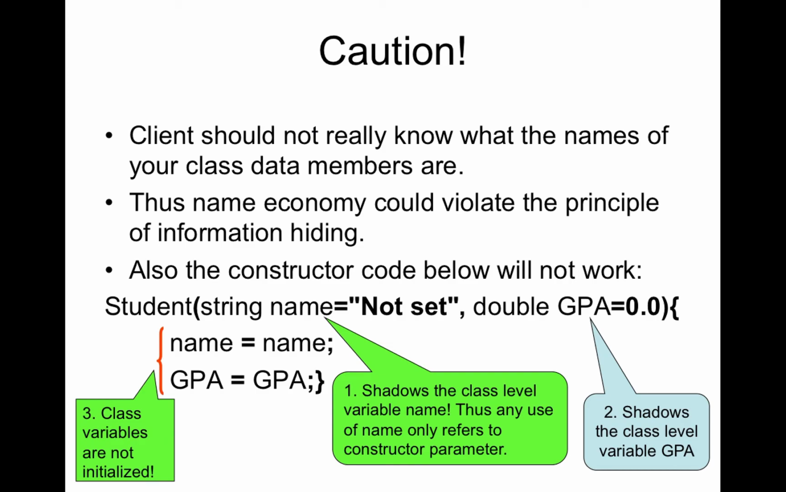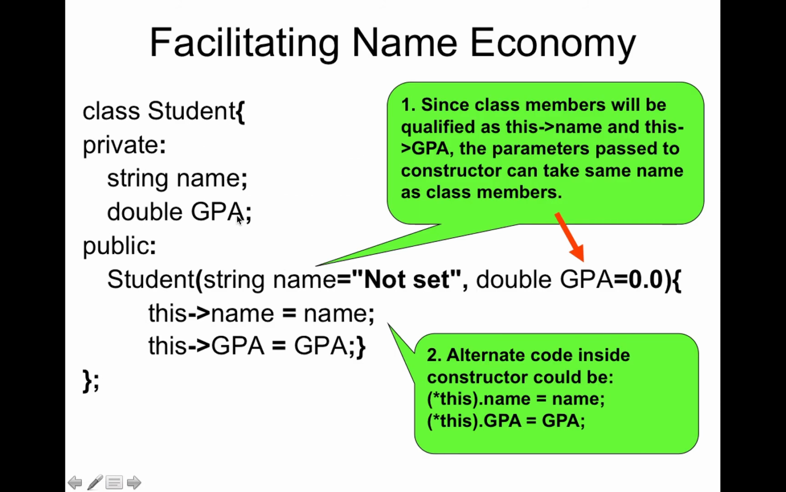The other caution you have to practice is that if you write the code like this one, Student, string name, these are the default arguments, double GPA, and then you write code like this, name equal to name, GPA equal to GPA. Well, this constructor does absolutely nothing whatsoever, because this name actually shadows the class level variable called name.